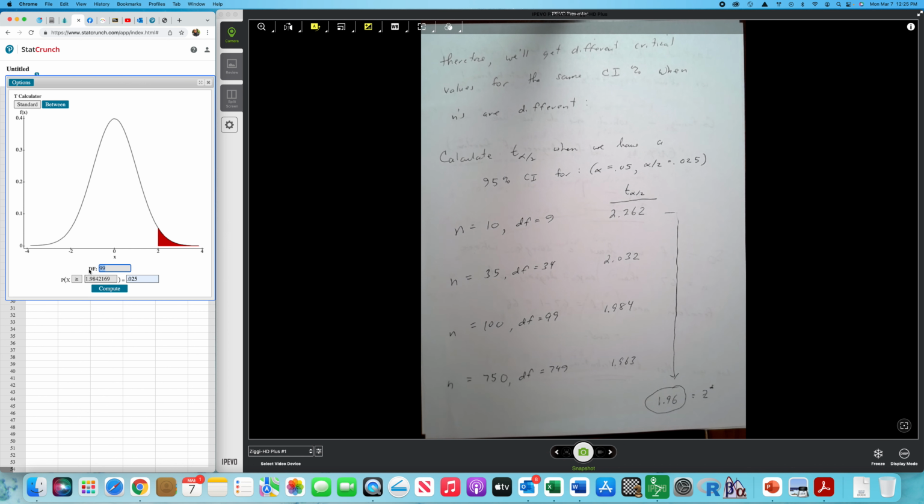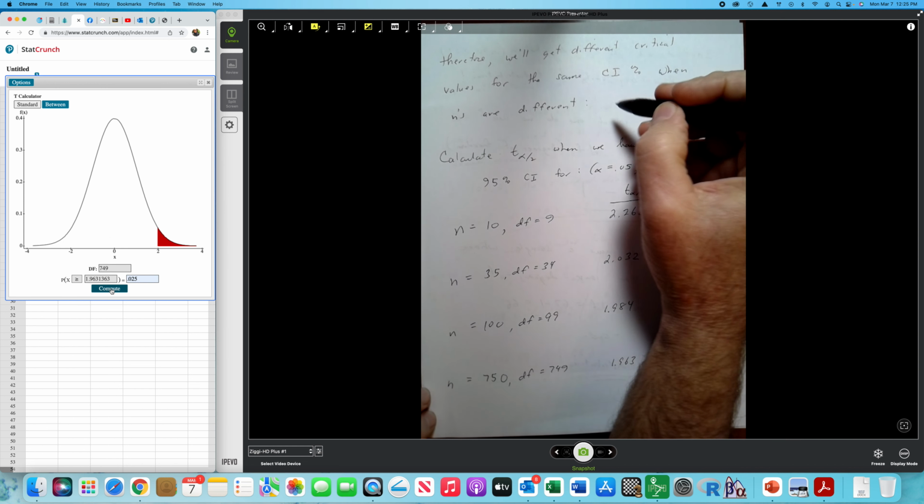Bump the sample size up to 750. Our degrees of freedom will be 749, 0.025 in the right tail. Our t critical is 1.963. Now, let's say, just for an example, let me just slide it right in here.